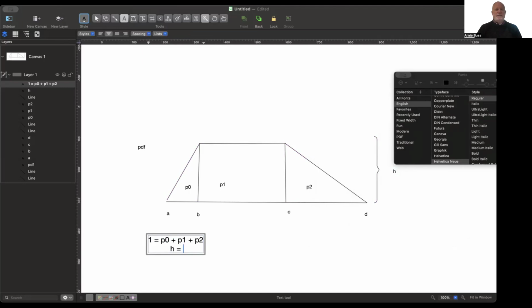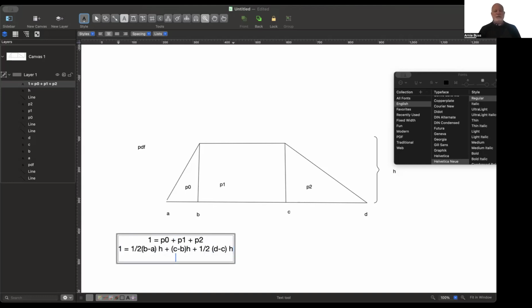And so P0 is going to be the area of a triangle, which is 1/2 the base times the height, which is h. The middle one is just going to be the base times the height. And then the third one is going to be, again, 1/2 the base times the height. And all of that has to be, whoops, no, that's not h, that's 1. All of that has to be equal to 1.